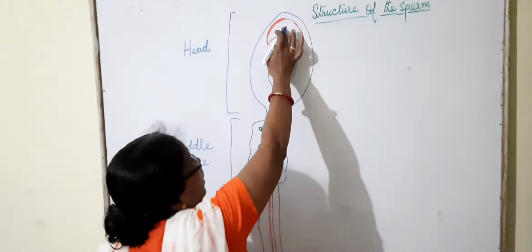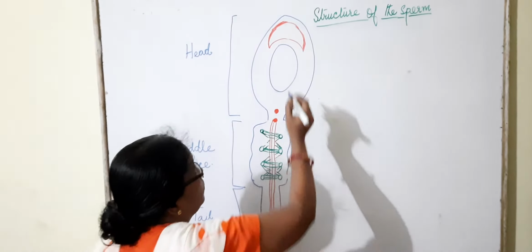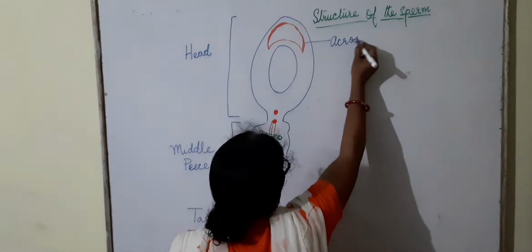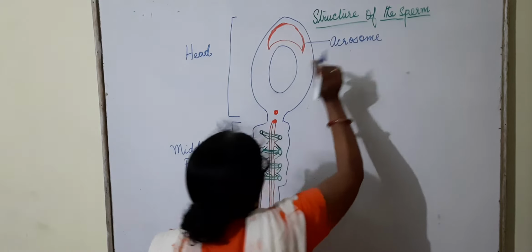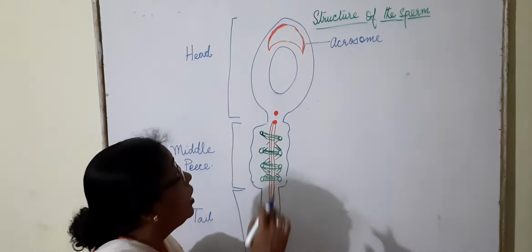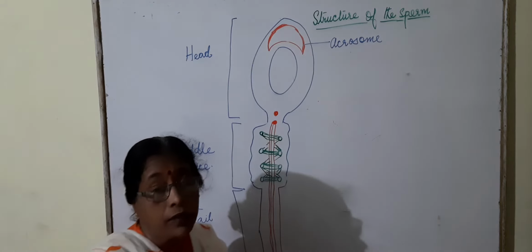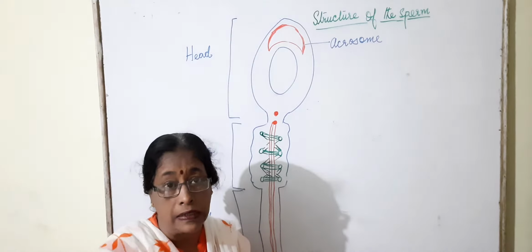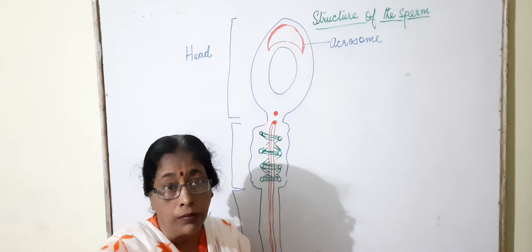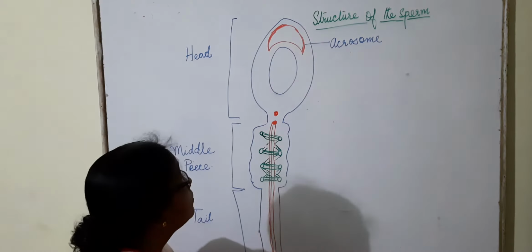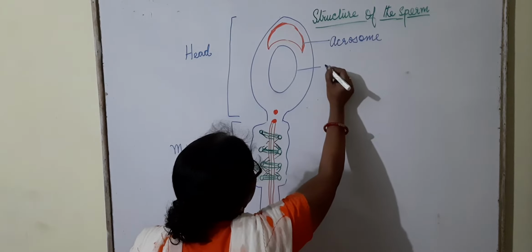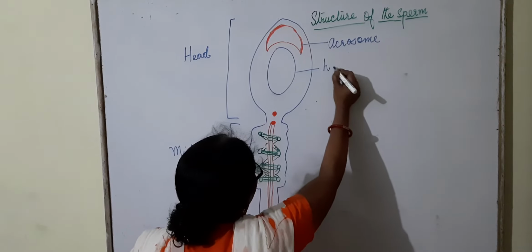The uppermost part contains the acrosome. This is the acrosome. Acrosome is formed by the Golgi bodies and it contains an enzyme known as sperm lysin, which dissolves the walls of the ovum during fertilization. There is a haploid nucleus, a prominent haploid pronucleus.